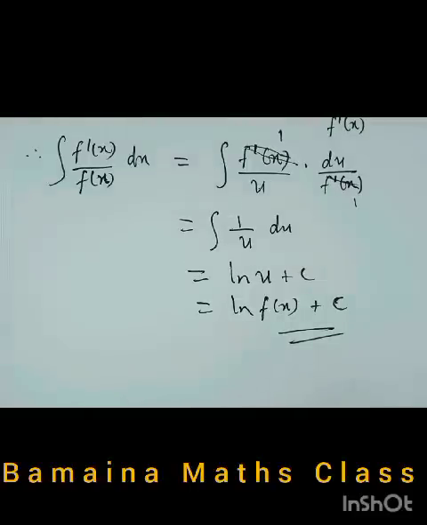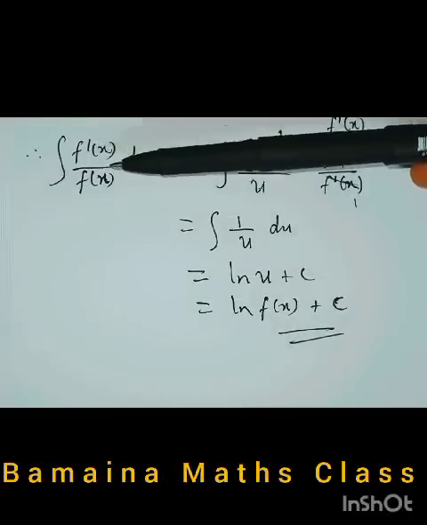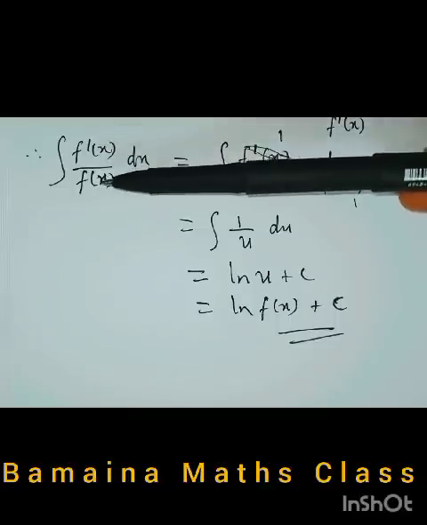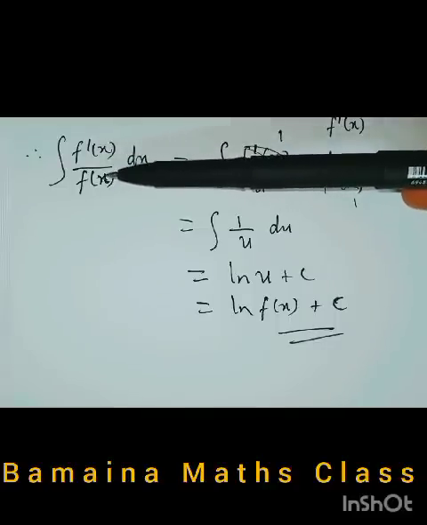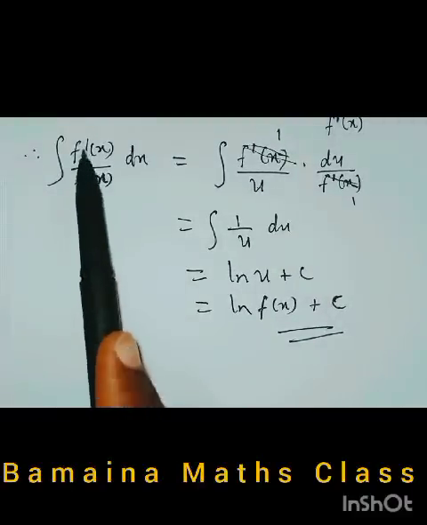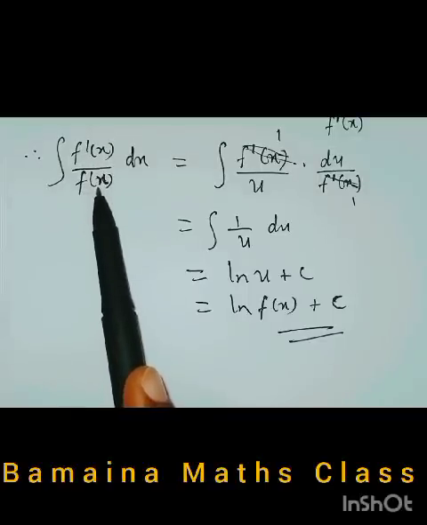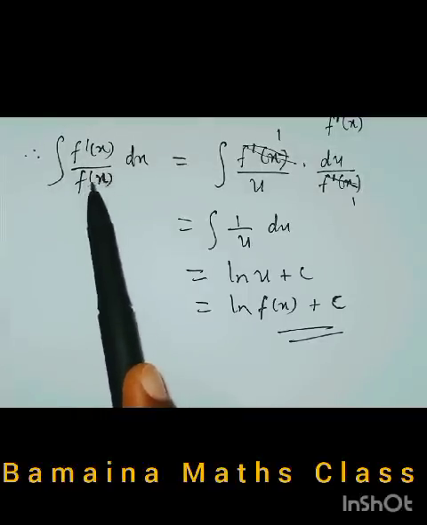From here, we can notice that whenever you are integrating a fraction, if the numerator is a derivative of the denominator, then your result will be ln of the denominator. For example, here, look at it. This f of x, we have f prime of x. So this one is a derivative of this. And we ended up getting ln of f of x.